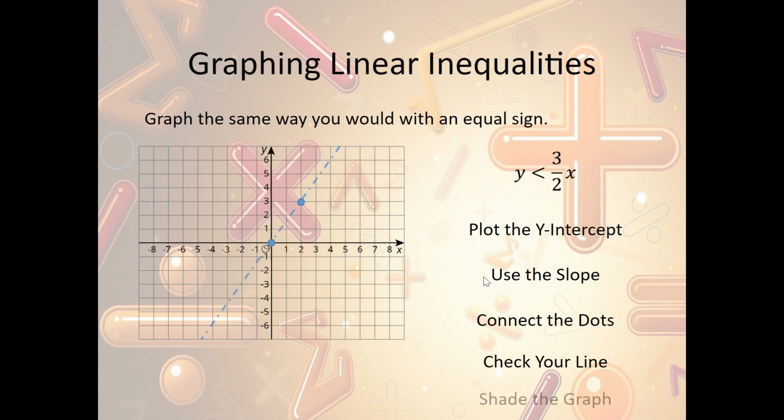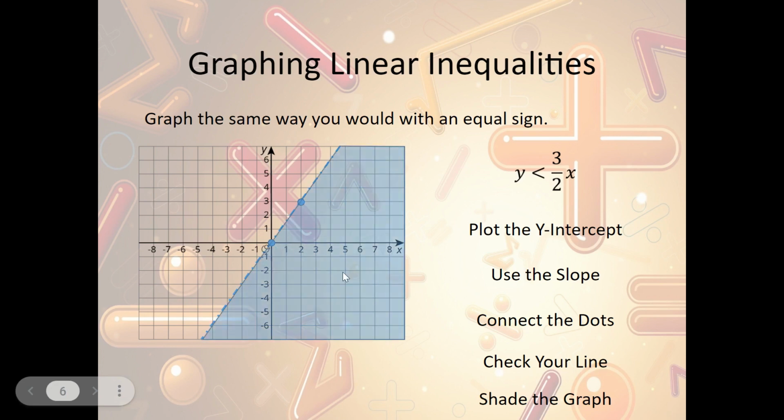Now I just need to shade it. So it says y is smaller than the line. So I'm going to go along my y-axis and find where it meets the line, which is here. And I want all the y's that are smaller. All of those are down here, so I'm going to shade everything on this side of the line.